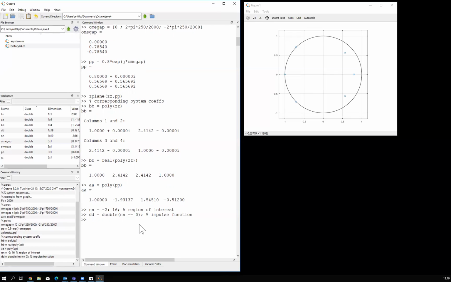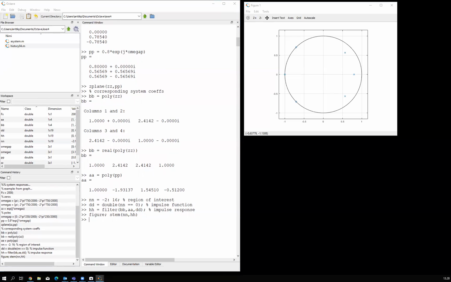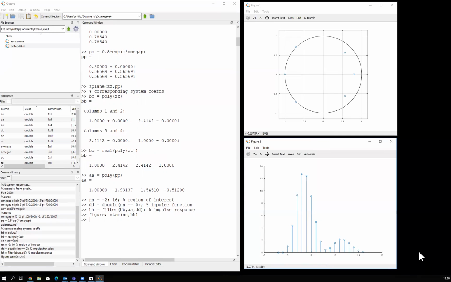And then we can calculate the impulse response. HH equals filter BB AA DD. Filter is the realization of the system. So this is the impulse response. There is also, I think it's called impz, a function that calculates the impulse response, and I think it also plots it. So it's up to you which one to use, but let me put this one in a new figure, stem NN HH. So the impulse response plot looks like that. Interesting, very interesting.